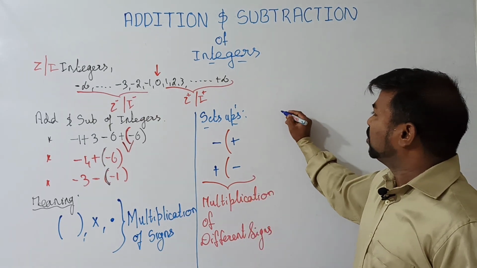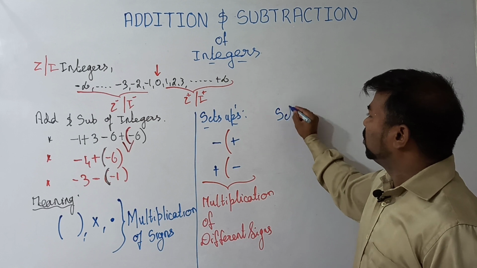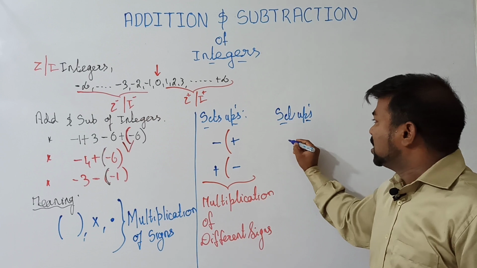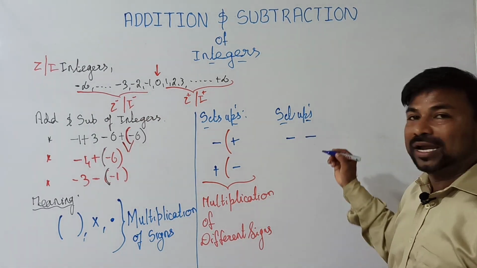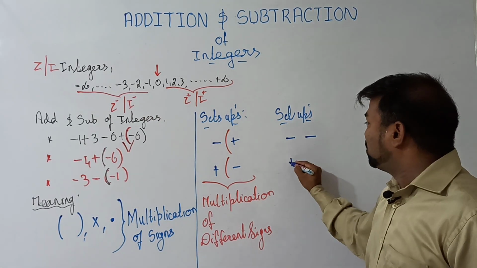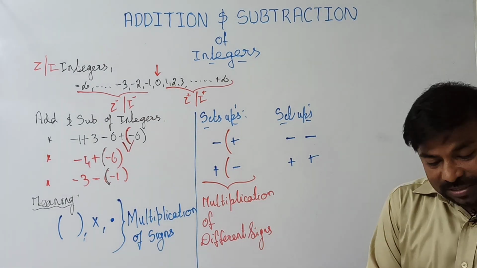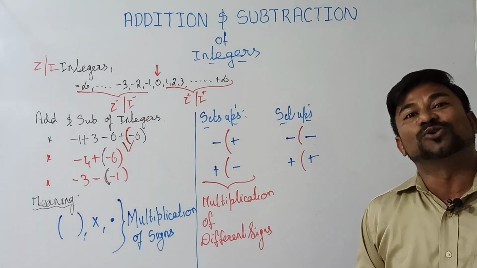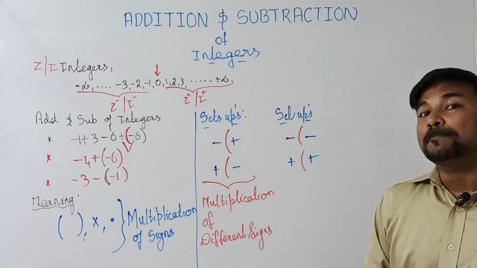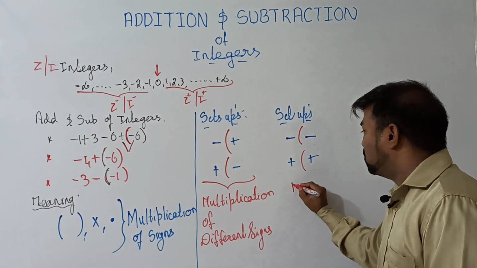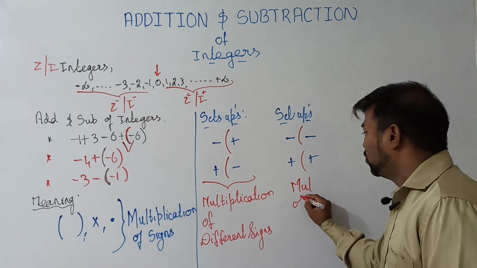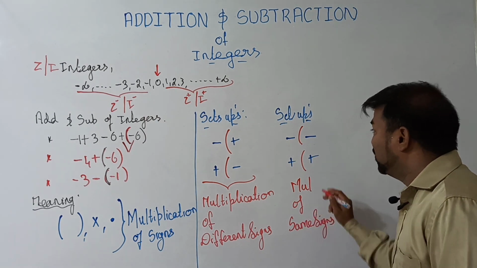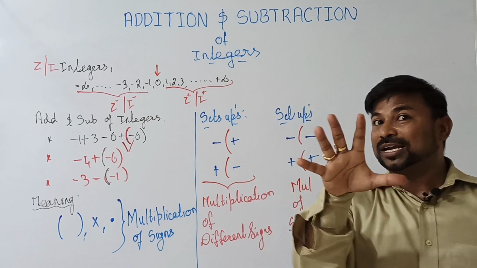Now, let me go for one more setup. What is the setup here? A minus sign and a minus sign, same signs. Again, a plus sign and a plus sign, same signs. But here, we again have multiplication in between. So what we are doing here is multiplication of same signs. What are we supposed to do when we get the same signs? So, here comes the tricky part.